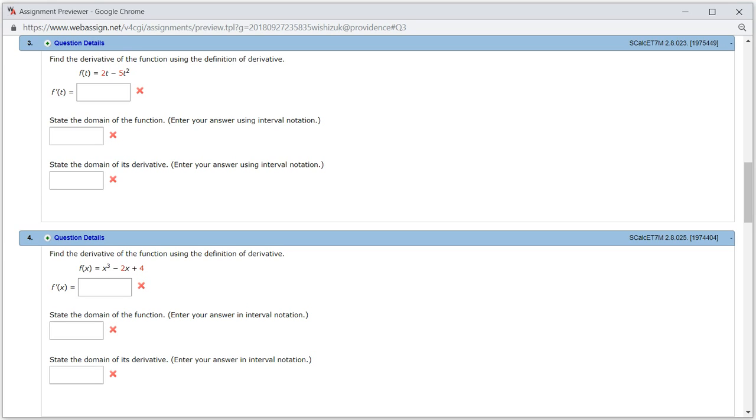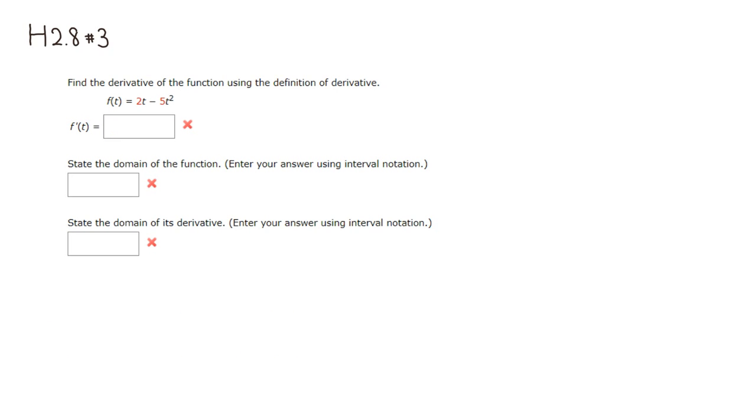Alright, let's look at homework 2.8, problem number 3. Let's find the derivative using the definition. The definition is f prime of t equals the limit as h approaches 0 of f of t plus h. Every time you see t, I'm going to put t plus h.